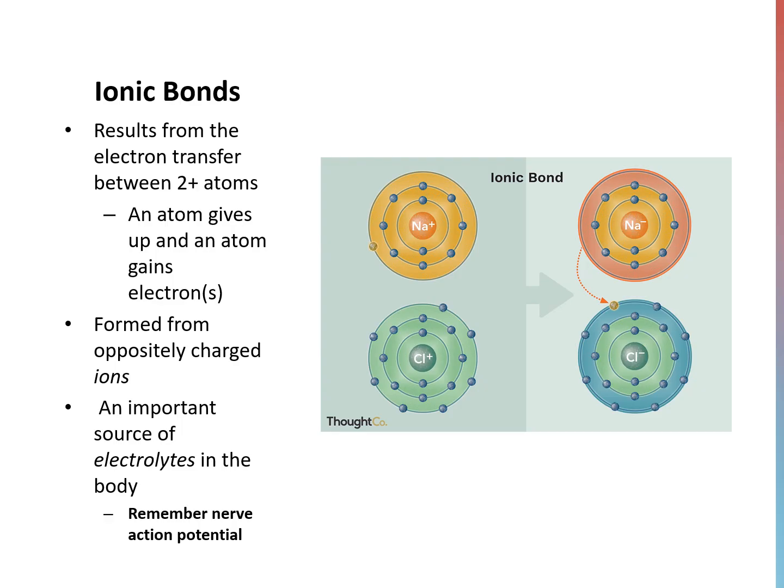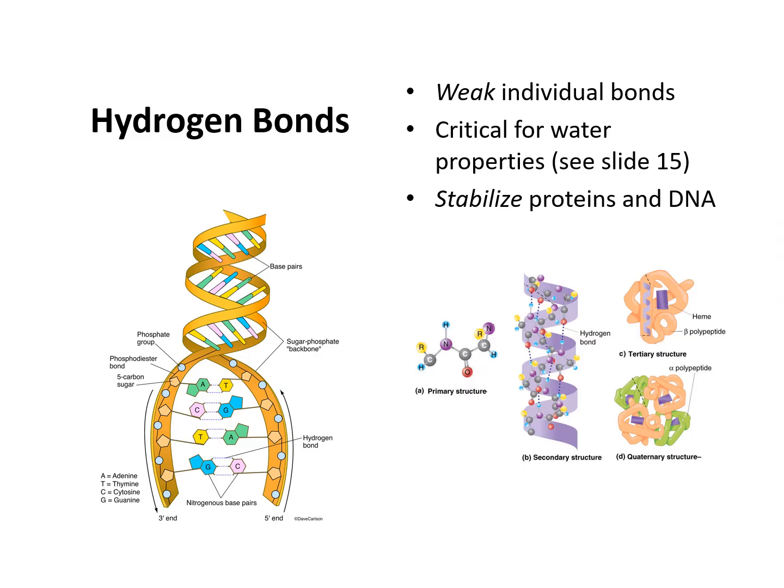Again, ionic bonds are giving up electrons and gaining electrons. Hydrogen bonds are responsible, so they're going to occur right here in between these nitrogen bases that hold together the two sides of the double helix. Remember A to T and G to C.